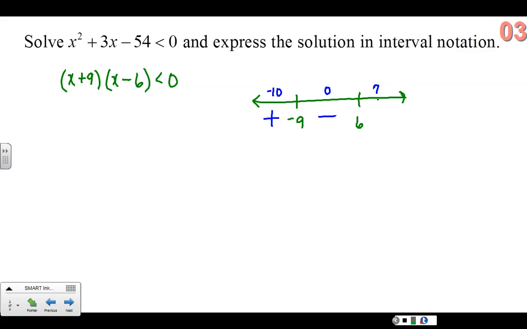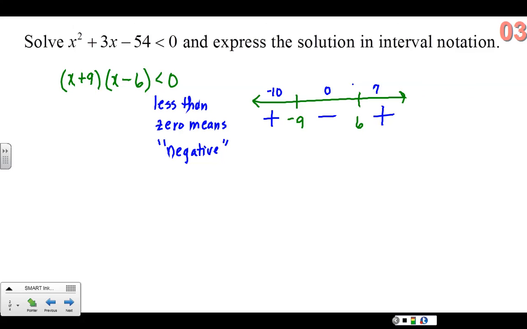And then the last interval, we're going to test the 7. So let's see what we get here. 49. I'm going to run this through my calculator. 49 plus 21 minus 54, and I got a positive value. So this interval is positive as well. So go back to your original statement, and it says, where is this polynomial less than 0? Less than 0 actually means negative. If it's less than 0, it means negative.